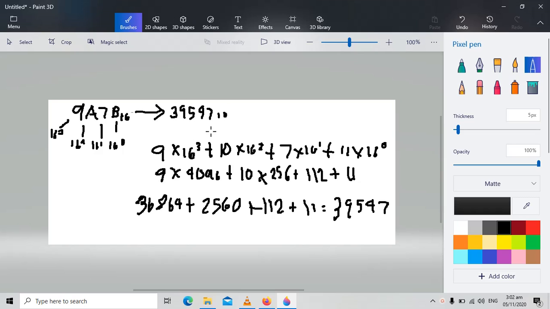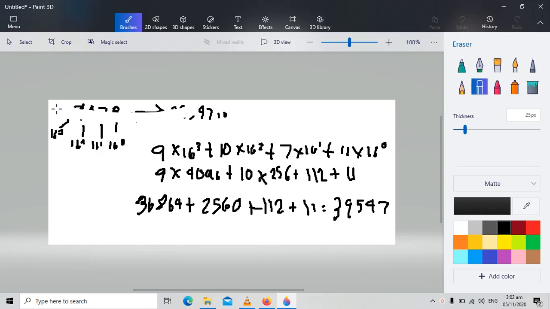Alright, 39,547 with a base number of 10. That's our decimal number. Let's try another one, a 4-digit hexadecimal number.